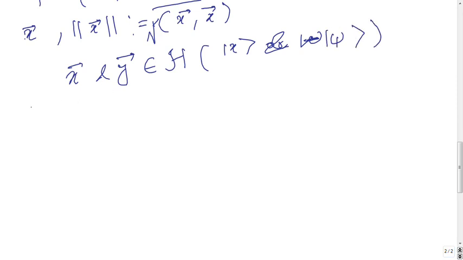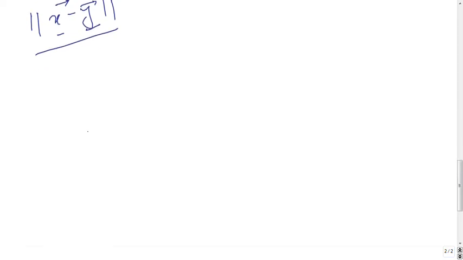So which is given by the norm of x minus y. This is the distance between the two vectors x and y in the complex Hilbert space. So certain properties need to be satisfied by this Hilbert space. First, a Hilbert space is required to be complete with respect to the metric which we have just defined.